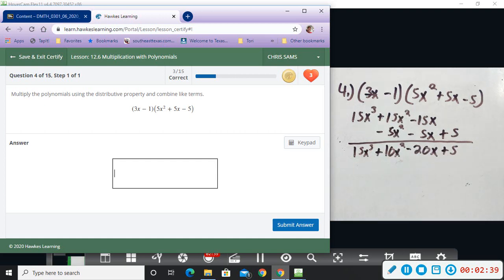Okay, so our final answer is 15x cubed plus 10x squared minus 20x plus 5.